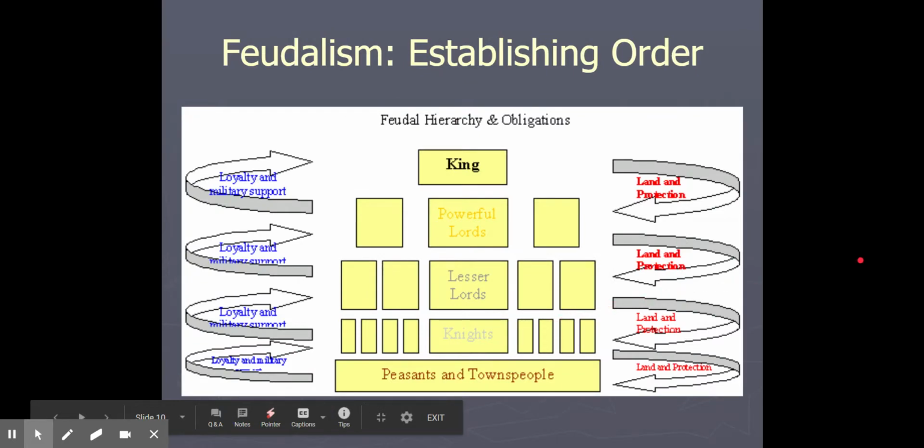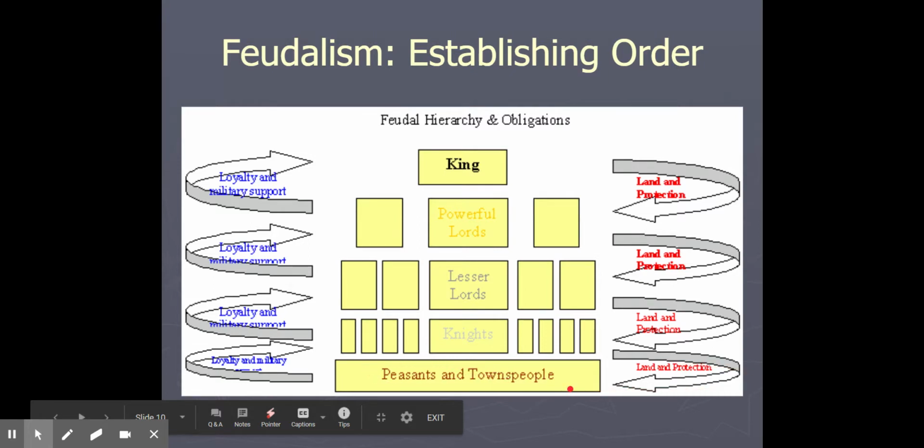All right, so it's all about loyalty and honor. Like I said, the very top is the king, and he would give land and protection to the nobles. The nobles would give land and protection to smaller nobles, and they would give land and protection to knights, to the soldiers. They would give them a place to live. They'd give them food, and in return, the knights would protect them, and the knights would give land and protection to regular people.